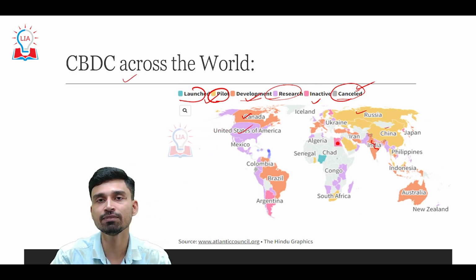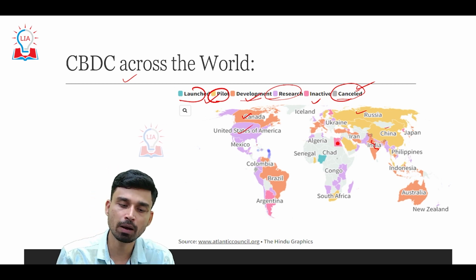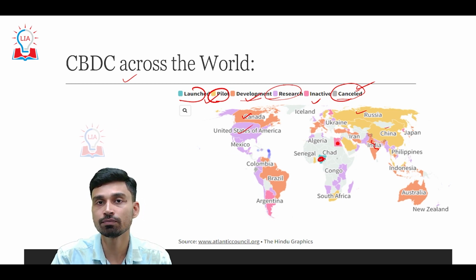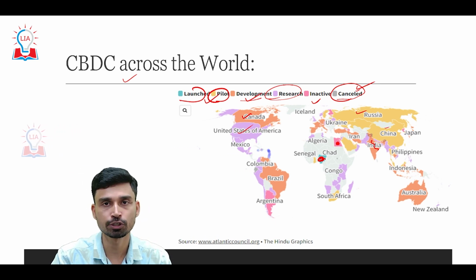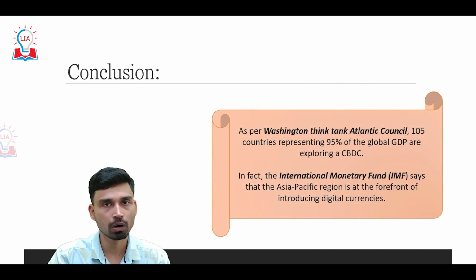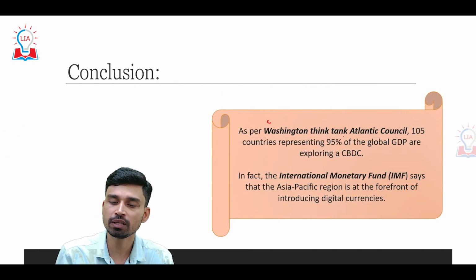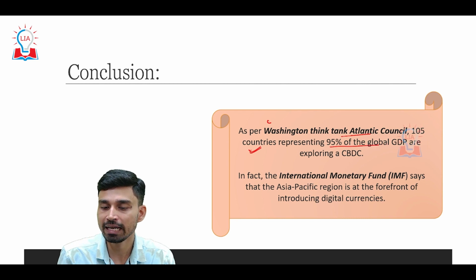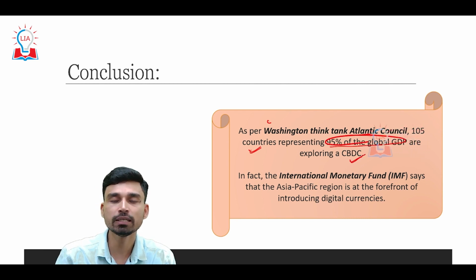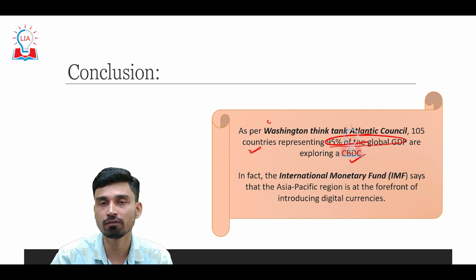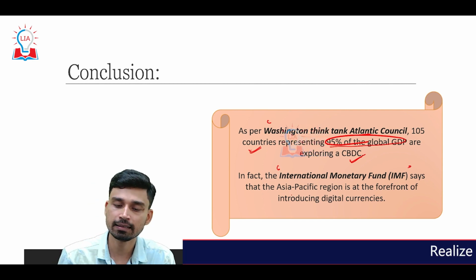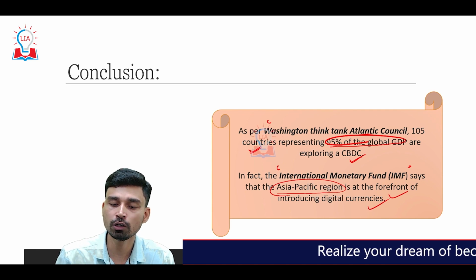Now the interesting thing is that the first countries to launch digital currency were the Bahamas, a small island country near the North Atlantic, and also Nigeria. Bahamas and Nigeria were the first to launch digital currency, and to a large extent this model has been successful in its working and functioning. So in conclusion, as per the Washington think tank Atlantic Council, 105 countries that represent almost 95% of global GDP are exploring CBDCs and are in different stages of development. Even the International Monetary Fund has clearly said that the Asia Pacific region especially is at the forefront of introducing digital currency.